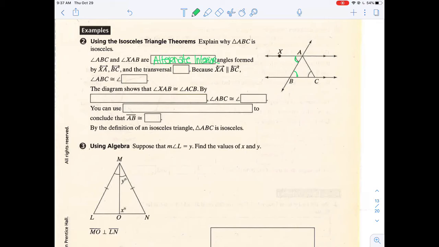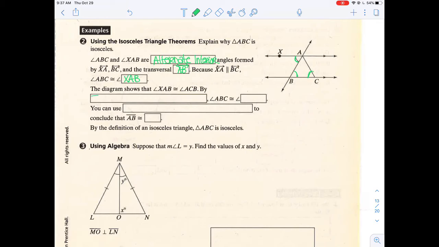Formed by parallel lines XA and BC and the transversal AB. Because XA is parallel to BC, we know that angle ABC and angle XAB are congruent. The diagram shows that angle XAB is congruent to angle ACB, so this one is also congruent.